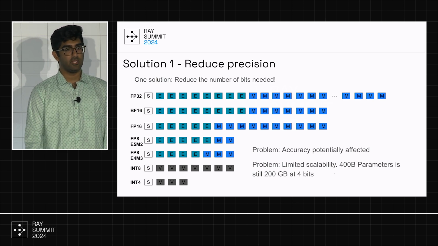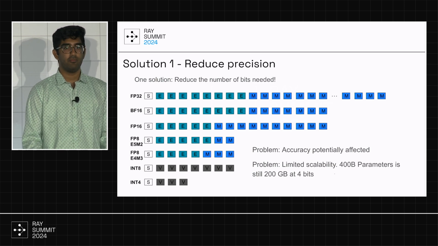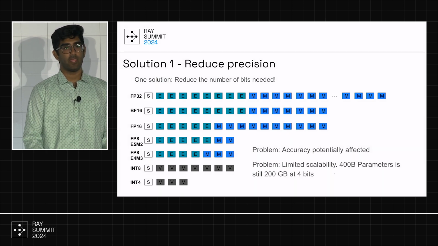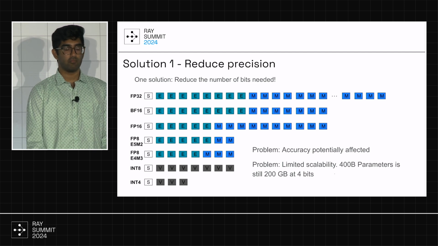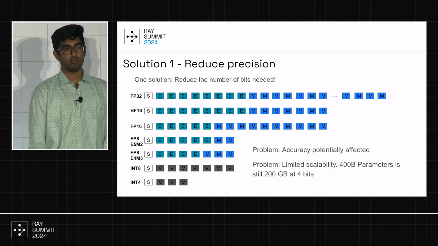But at the same time, this also has limited scalability, especially, for example, when we go from FP16, or BF16, I should say, to FP8, we're halving the number of bits that we need, but at the same time, you might still need more than one node. 400 billion parameters is still 200 gigabytes, even at int4. So you still need, in that case, multiple accelerators.